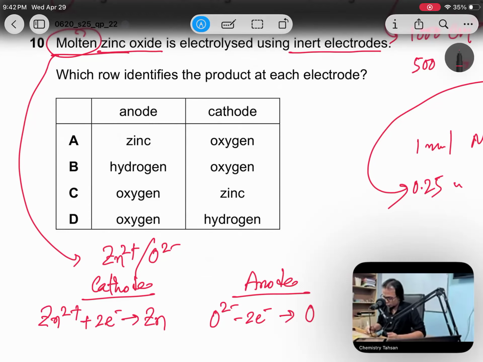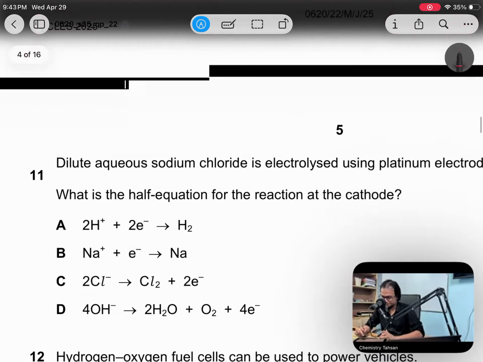So oxygen is diatomic. So in order to write O2, you need 2 oxides. So if one oxide loses 2 electrons, 2 oxides will lose 4 electrons. So 4 electrons it will lose. So oxygen gas is produced. So at cathode, zinc is produced. And at anode, oxygen is produced. So C is the only correct answer. Right? Very good. Next point, number 11.